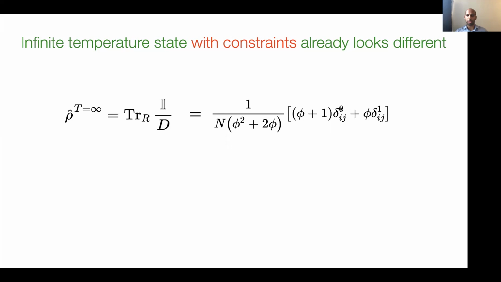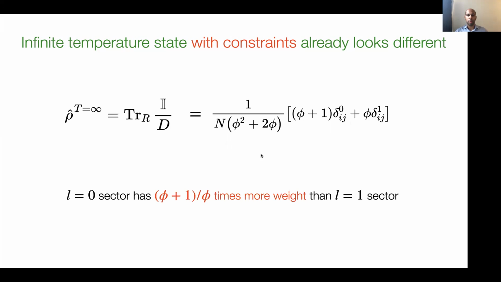you'll see that there's a non-trivial structure, and each block looks like an identity matrix. So these superscripts here denote L and R. Here delta ij is an identity matrix, delta ij is another identity matrix. But the main point here is that the L equal to 0 sector has more weight than the L equal to 1 sector. If you had an unconstrained system, both of them would have exactly the same weight, and you would just get a usual identity matrix. But here it's not a typical identity matrix, and constraints tell you that even the infinite temperature mixed state is different.